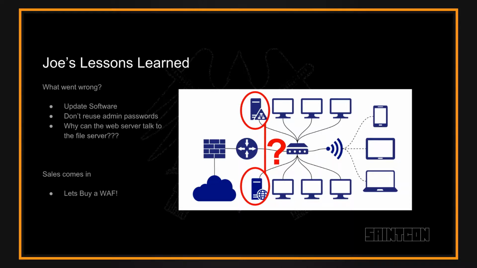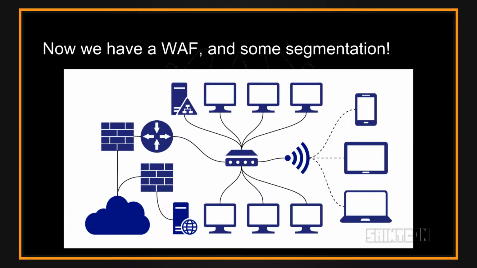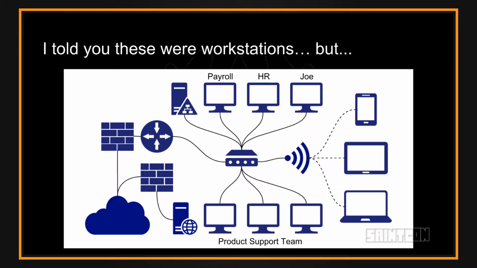And so sales comes in. Joe says, I got a problem. He talks to his value-added reseller, and they come in and they say, okay, tell you what, I've got this cool WAF. We're going to take this WAF, we're going to stick it there, and now if you accidentally have a vulnerability or a 0-day, you're set to go, man. So Joe puts this WAF in his network. And now, magically, the web server is now segmented off of the rest of the network. So, we have a little bit of segmentation.